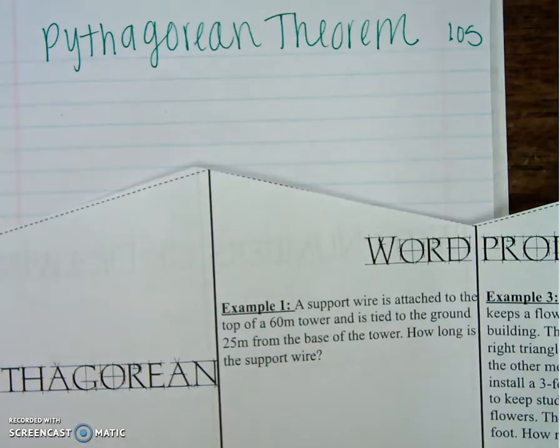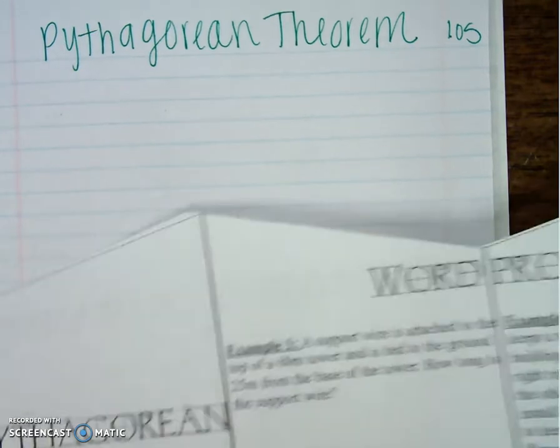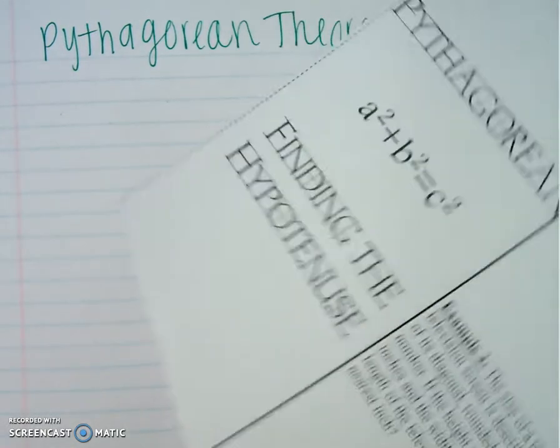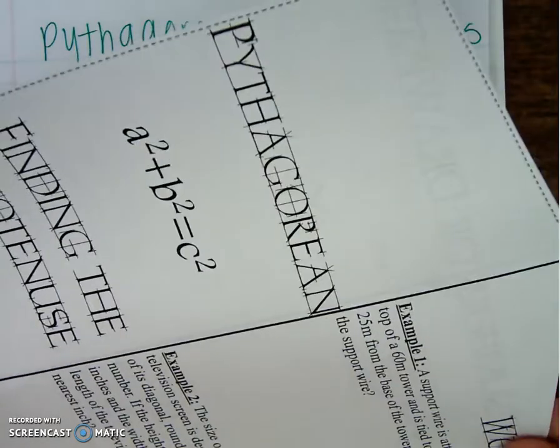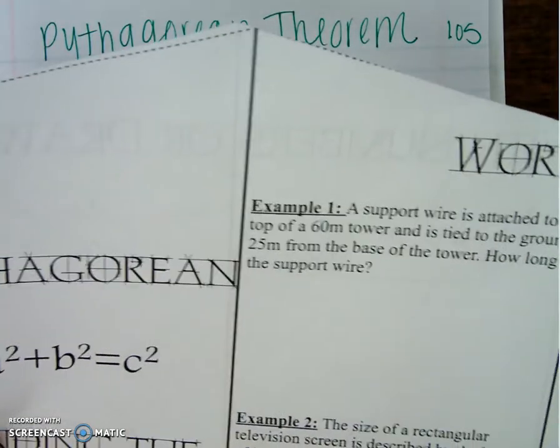All right, guys, this is our first lesson on Pythagorean Theorem. You should go ahead and cut out along the outside dotted line of your foldable. They're not perfectly straight with the front and the back, but it's close enough, okay?